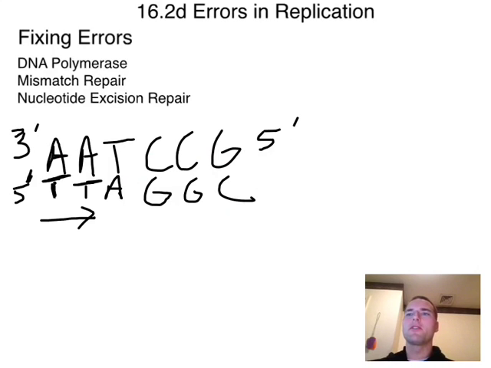Okay, and there's a series of enzymes. The book doesn't get into much detail on that, but basically they scan up and down the DNA and look for mismatches, and as they catch them, cut the bad nucleotide out and replace it with the correct one.